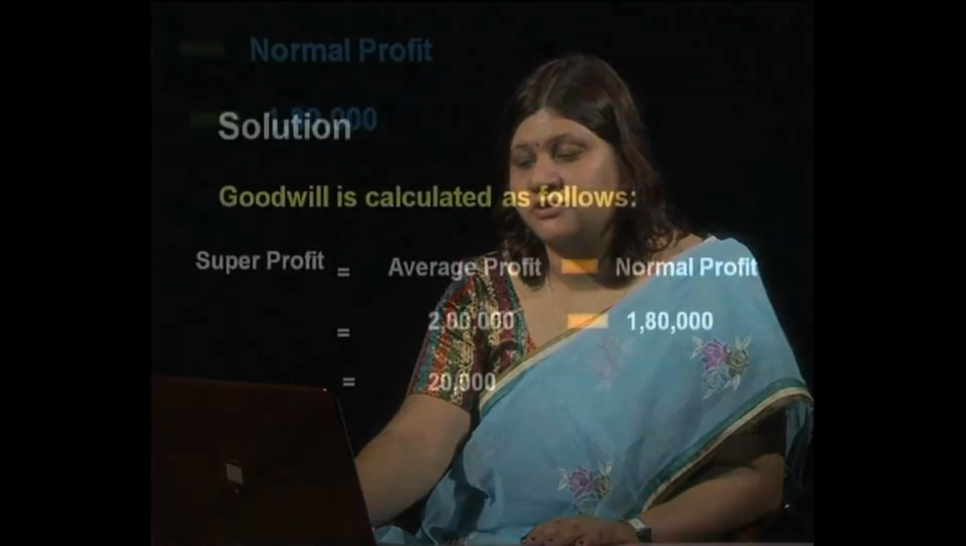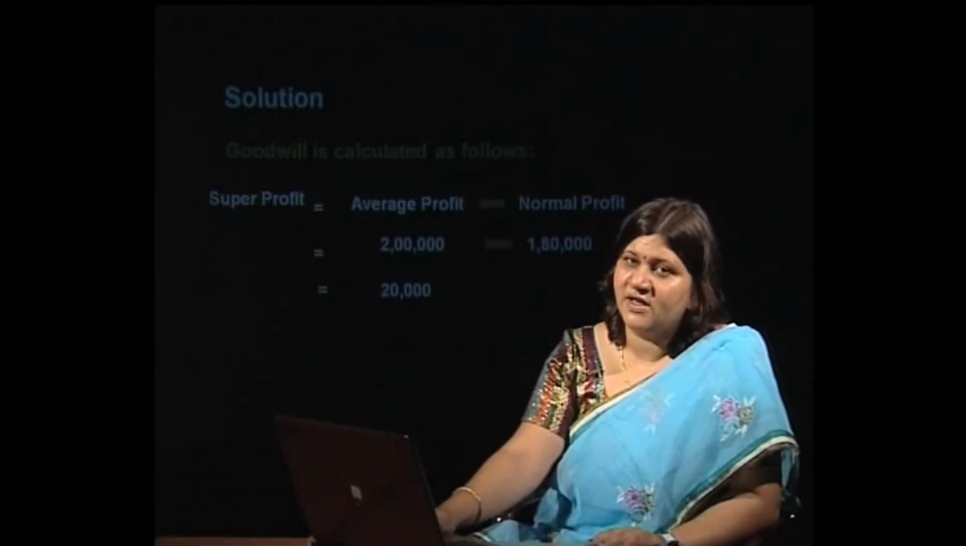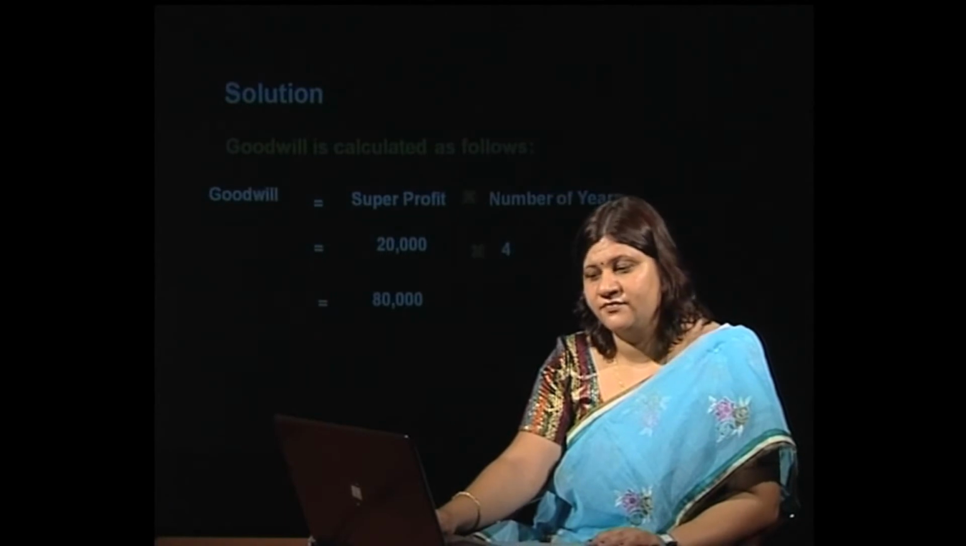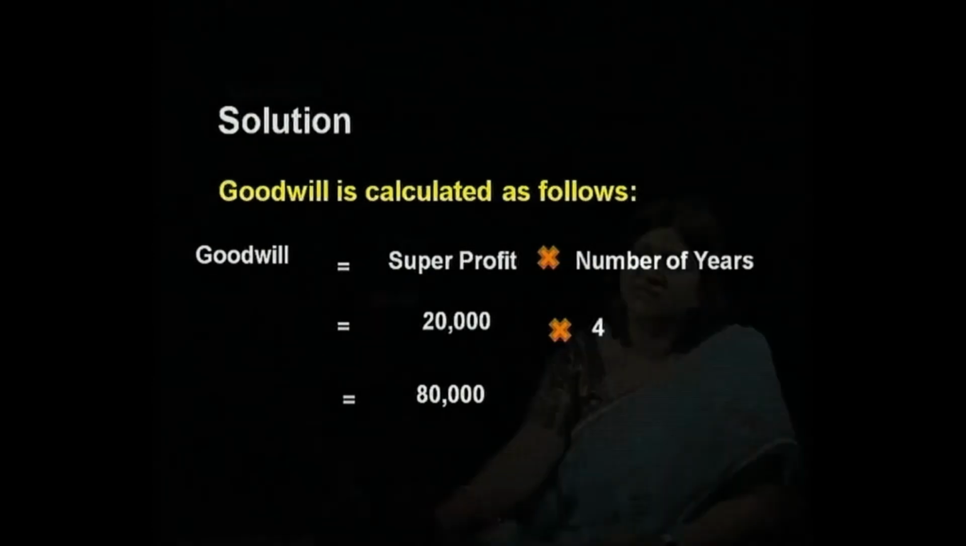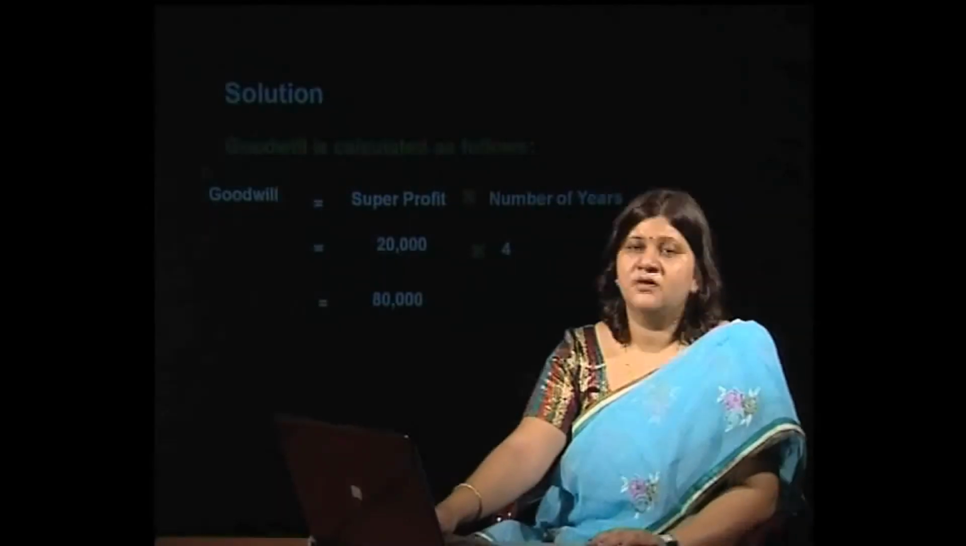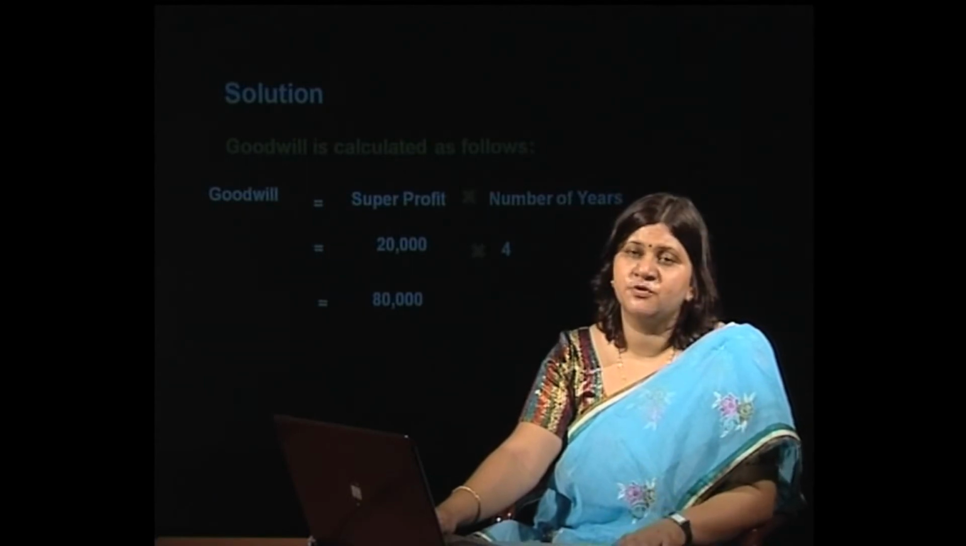Super profit is equal to average profit minus normal profit, that is 2 lakh minus 1,80,000. So our super profit is rupees 20,000. Now the next step is the valuation of the goodwill on the basis of number of years. So here goodwill is equal to super profits into number of years. It will be 20,000, which we have computed right now, and the number of years is given to us as 4. So the value of the goodwill will be 80,000 rupees. Now this is a method which is known as the number of years purchase method under the super profits method.